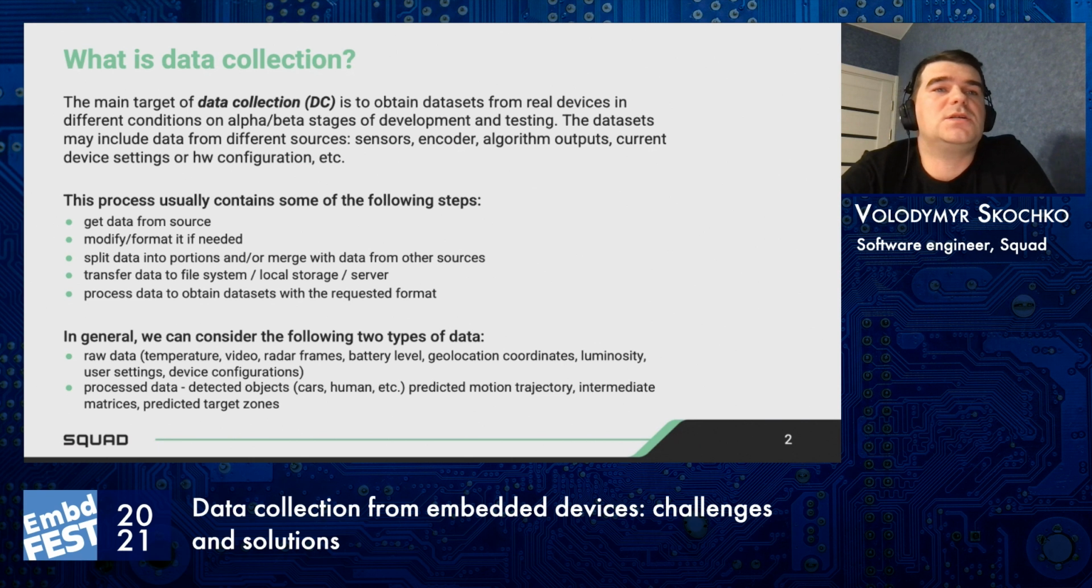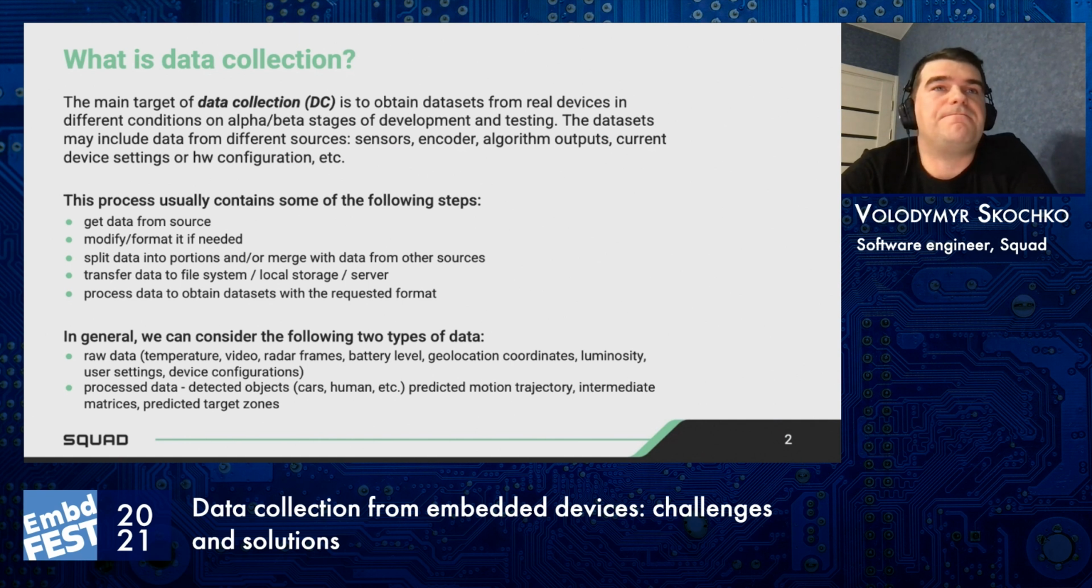In general, we can consider two main types of data, raw data and processed data. Actually, there is no sharp edge between these two types, but we just call the data raw if it is not processed enough in terms of our algorithm.